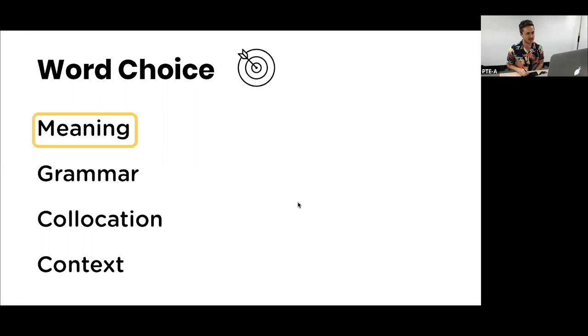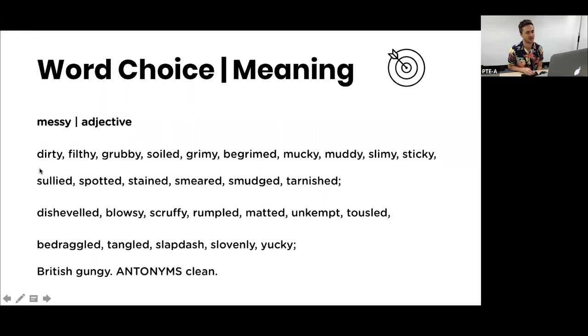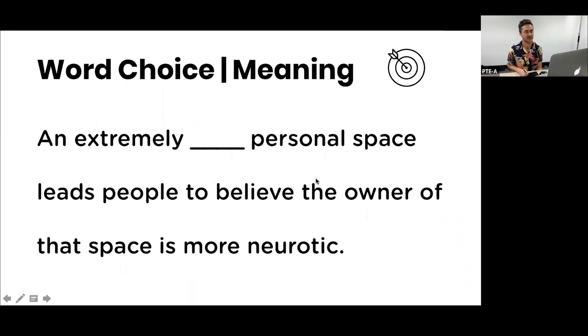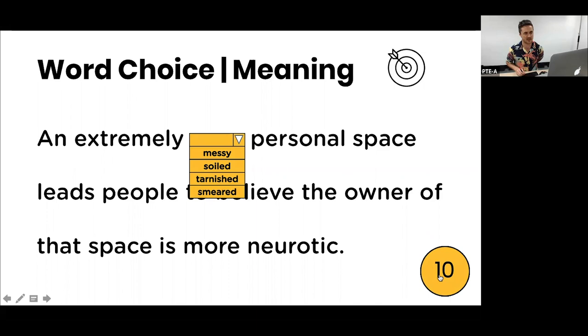With regard to meaning, we're talking about synonyms, okay? So here's a word like messy, and we have all of these synonyms or similar words in English: dirty, filthy, grubby, soiled, grimy, begrimed, mucky, muddy, slimy, sticky, sullied, spotted. All of these words relate in some way to messy. However, they are only used in a certain context. So here we'd have: an extremely something personal space leads people to believe the owner of that space is more neurotic. Just give you 10 seconds here. Which is the correct one?